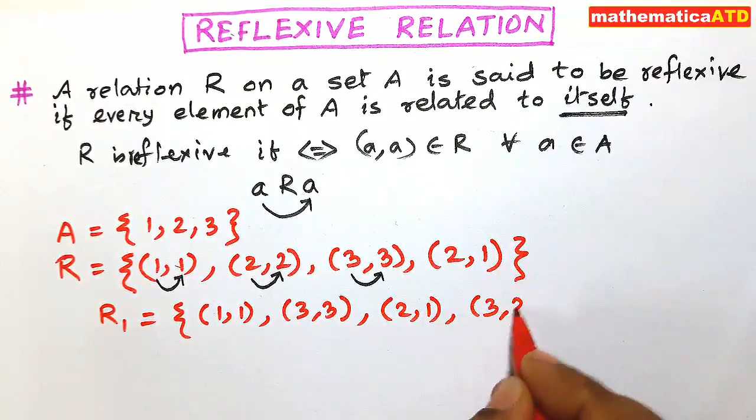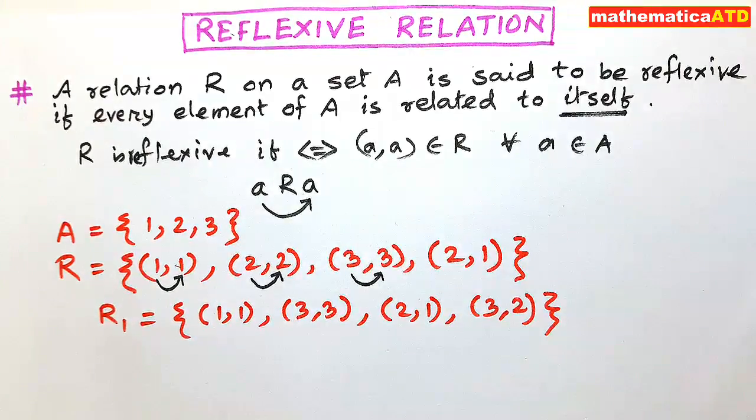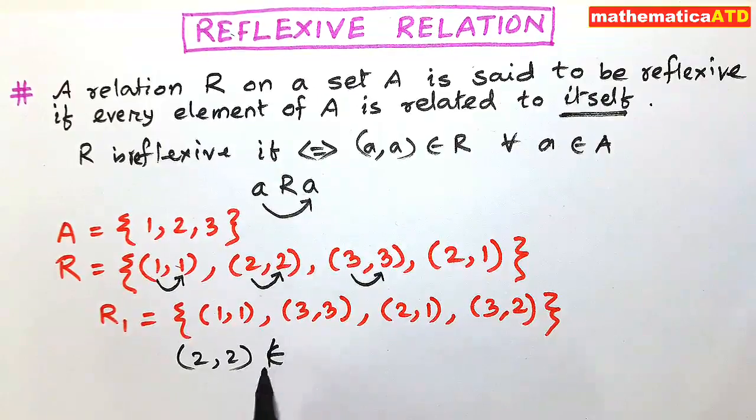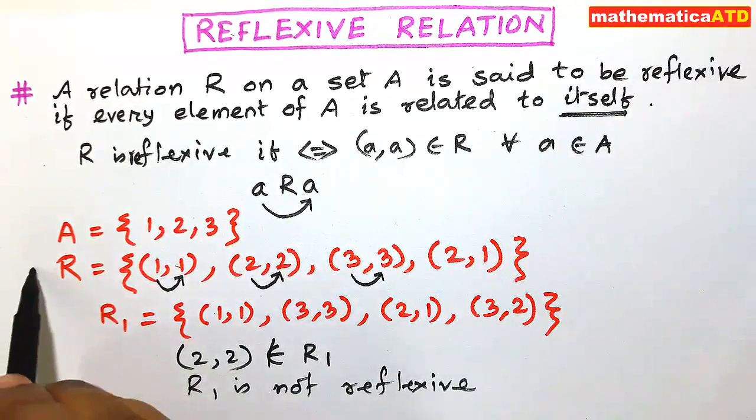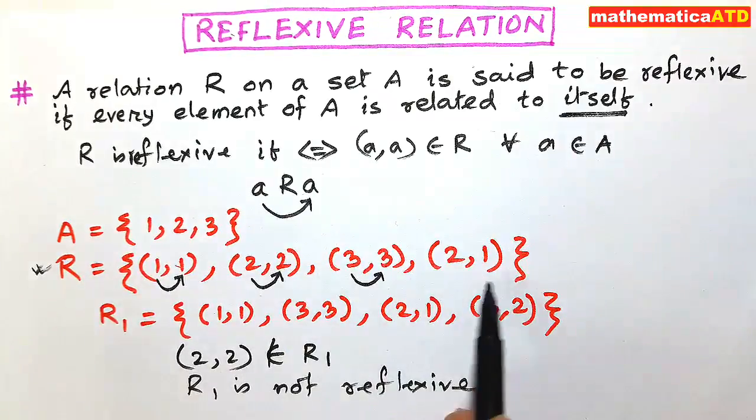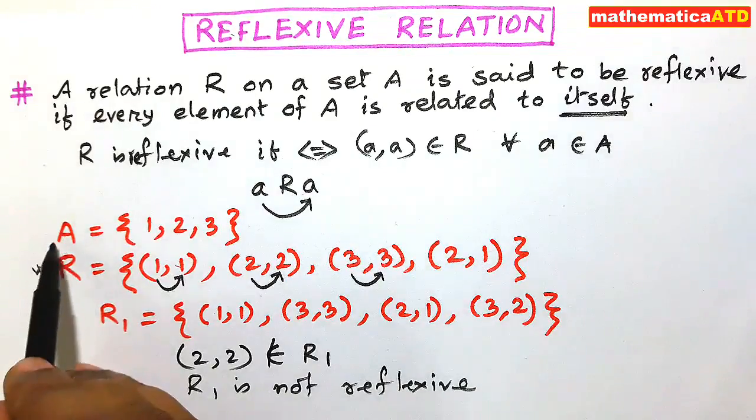Now we consider another relation, say R1, which contains (1, 1), (3, 3), (2, 1), (3, 2), like this. So in this relation we do not find (2, 2) because (2, 2) does not belong to R1. So this is not a reflexive relation. R1 is not reflexive. In the first example, R is a reflexive relation, but R1 is not reflexive on the set A.